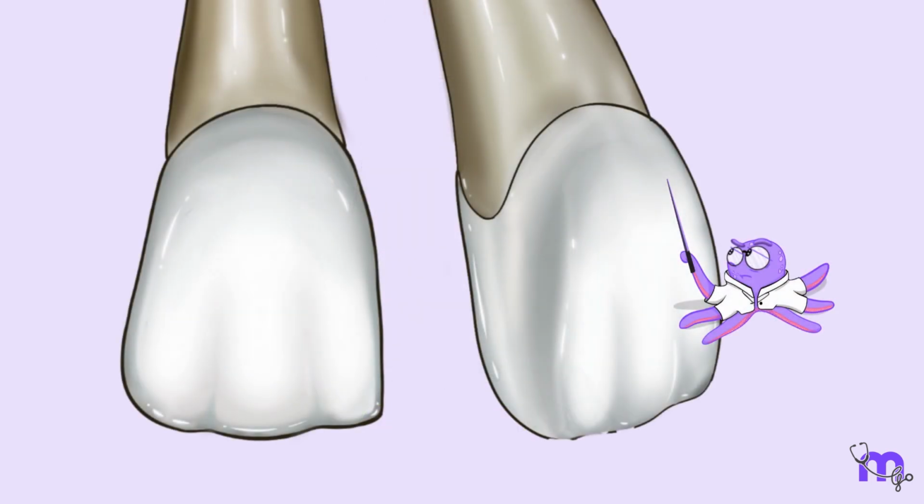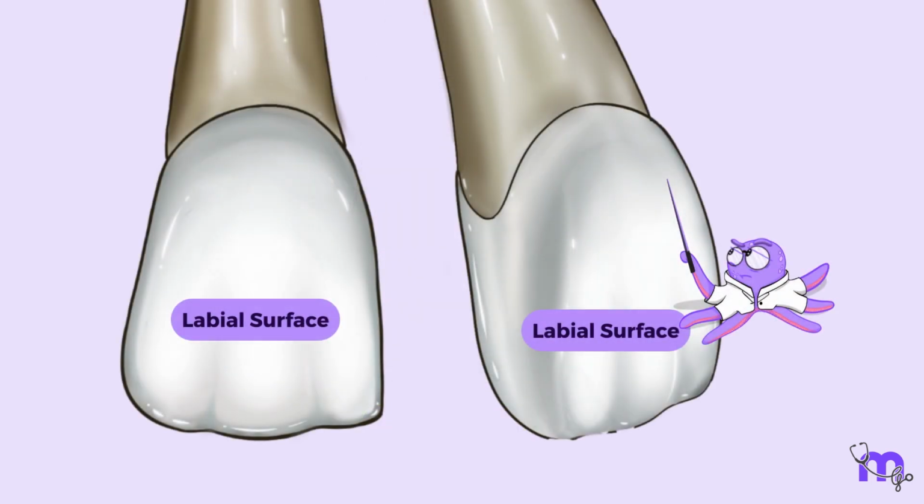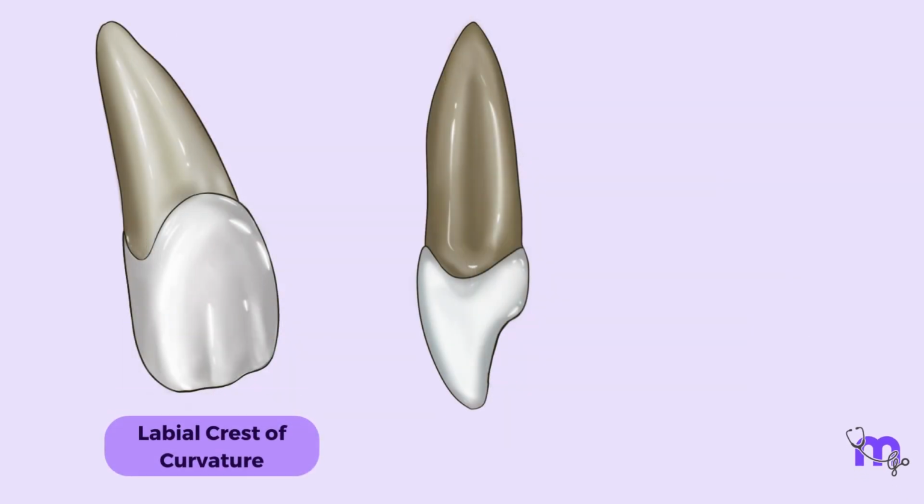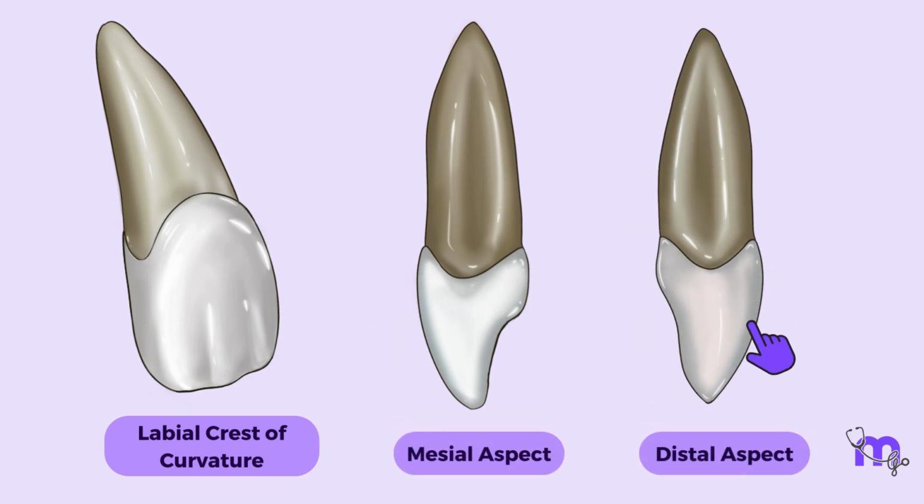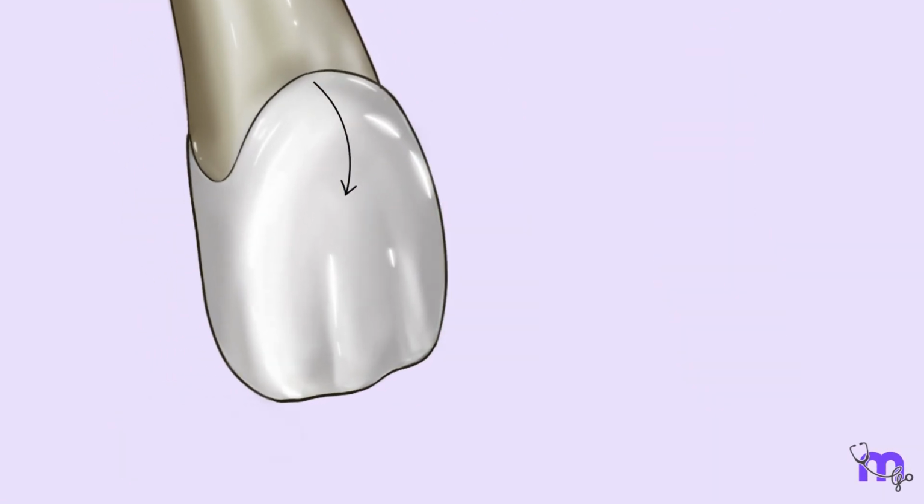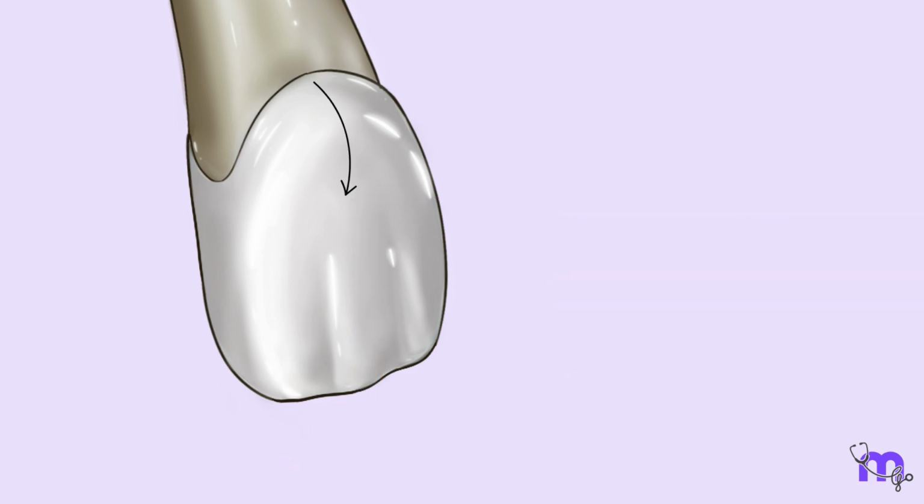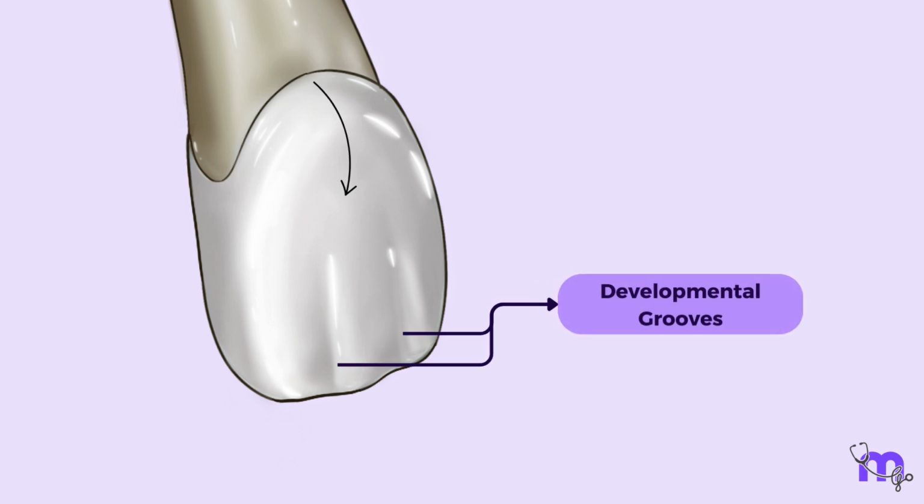While describing the labial aspect, we must not forget the labial surface. If you feel the labial surface of the tooth, it shows a prominence on its cervical portion. This represents the labial crest of curvature, the outline of which will be better seen from the mesial or distal aspect. From the cervical prominence to the incisal edge, there is a flat surface. However, on this flat surface, two developmental grooves may be noted as developmental depressions, which make the three lobes visible.